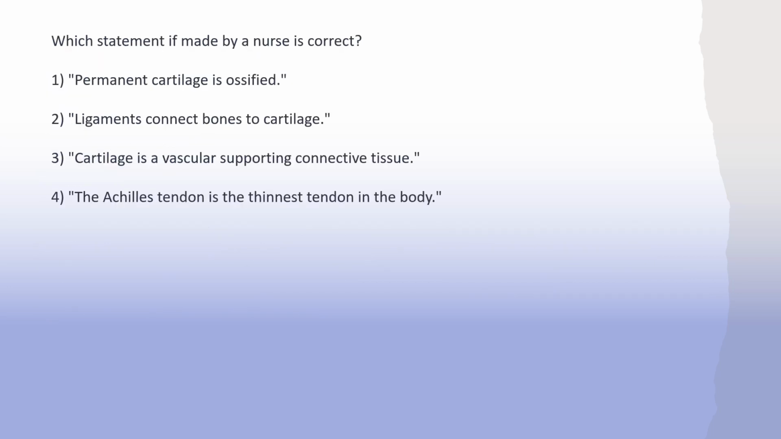Which statement, if made by a nurse, is correct? 1. Permanent cartilage is ossified. 2. Ligaments connect bones to cartilage. 3. Cartilage is a vascular supporting connective tissue. 4. The Achilles tendon is the thinnest tendon in the body.